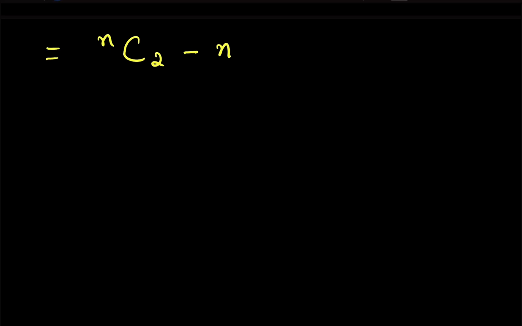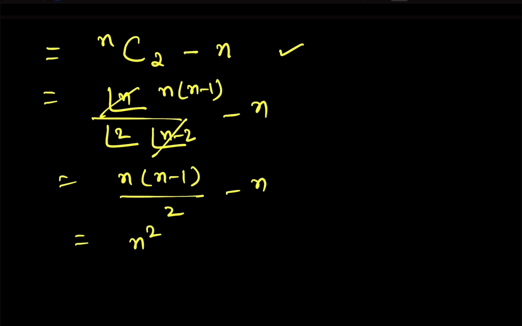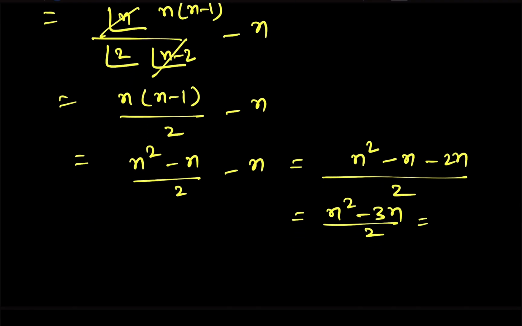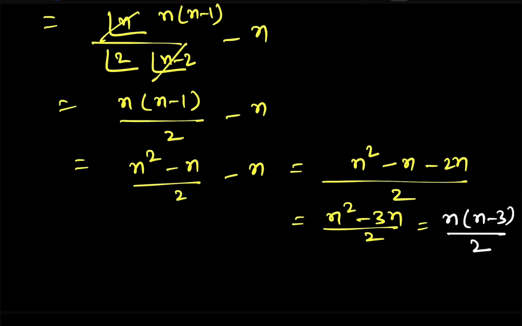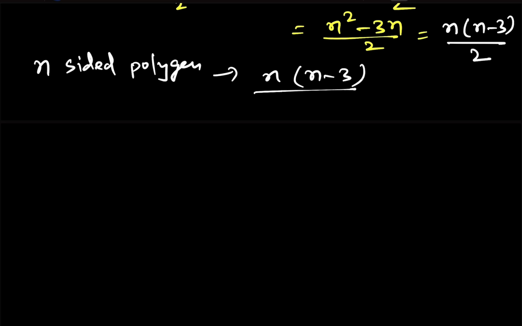You can either leave it like this, or let's simplify this for getting a better formula to remember. So this is n factorial by 2 times (n minus 2) factorial, minus n. This will get cancelled, so it will give you n into (n minus 1) by 2, minus n. If you expand it, n square minus n by 2, minus n. If you take the LCM, n square minus n minus 2n, so you will get n square minus 3n by 2. So finally, the result that we get is n into (n minus 3) by 2. So the total number of diagonals of an n-sided polygon is n into (n minus 3) by 2.